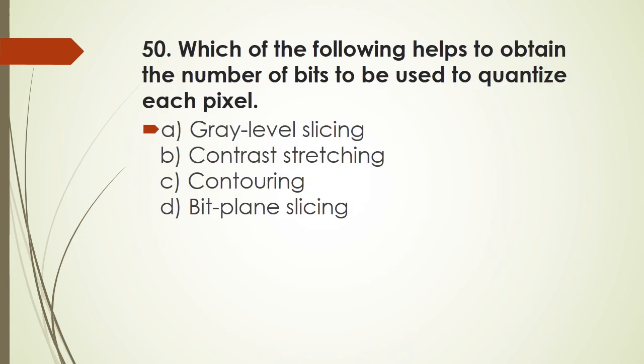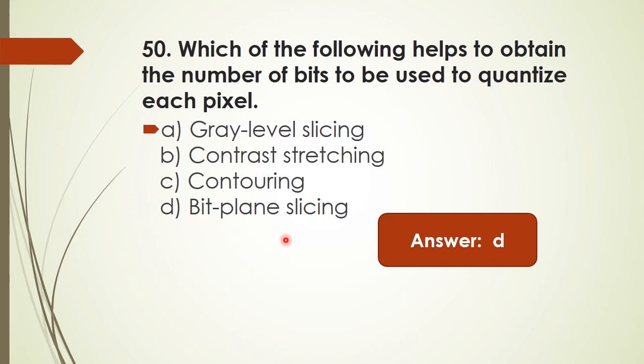Which of the following helps to obtain the number of bits to be used to quantize each pixel? Option A, gray level slicing. Option B, contrast stretching. Option C, contouring. Option D, bit plane slicing. The correct answer is option D, bit plane slicing.